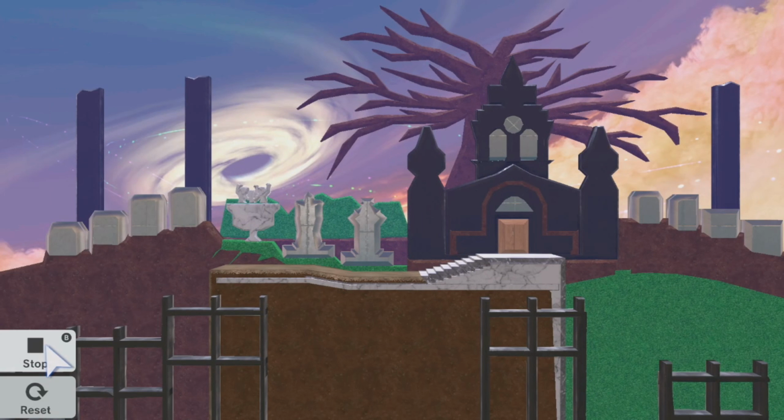Here's another stage that I made based on Bloodborne, the Hunter's Dream. Also not one of my most popular stages. Maybe there's just not a lot of Bloodborne fans that play Switch, I don't know.